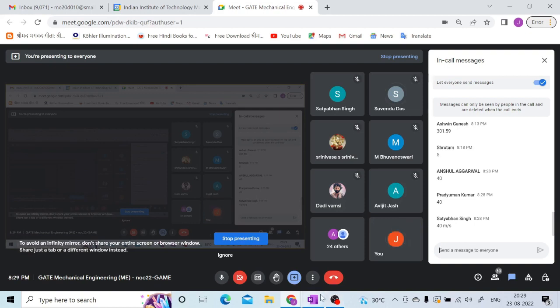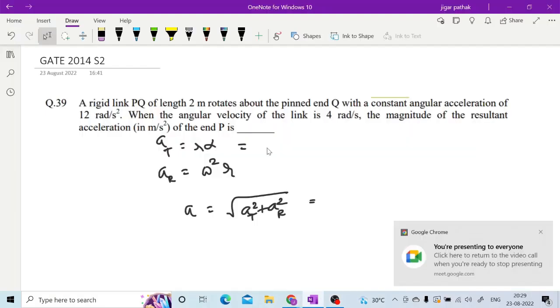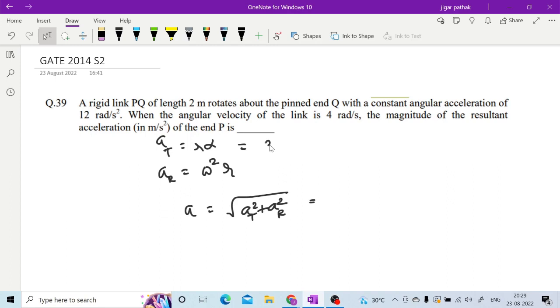Here you have AT equals R alpha. R is given as 2 and alpha is given as 12, so you will have 24. Then omega square, omega is given as 4, so 16 into 2 will be 32. So when you square and add these two up, you will find 40. So many of you have written it correctly.